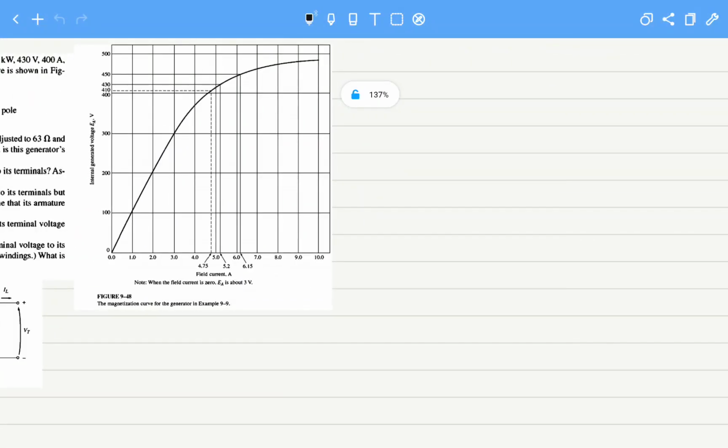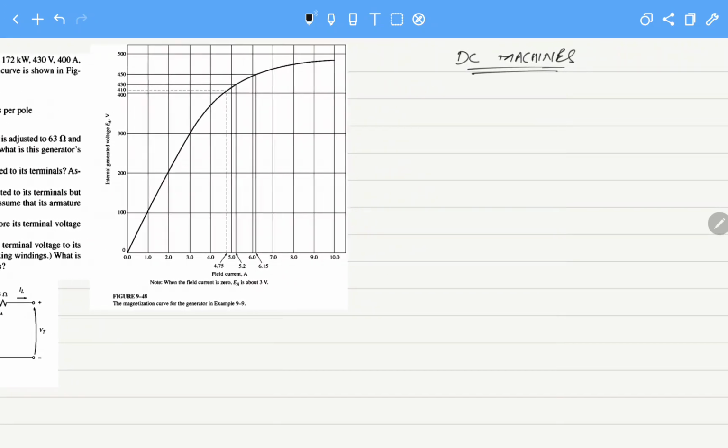Hello students, this is lecture 4 in the series regarding DC machines, and the first example that we will be solving today is about separately excited DC machines.